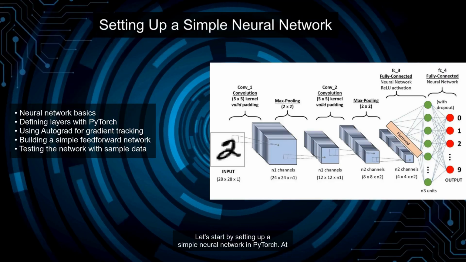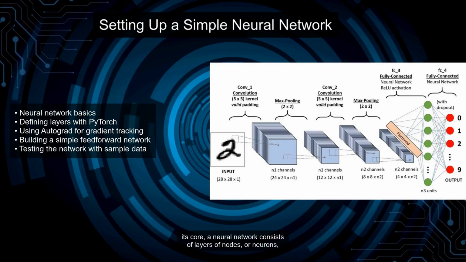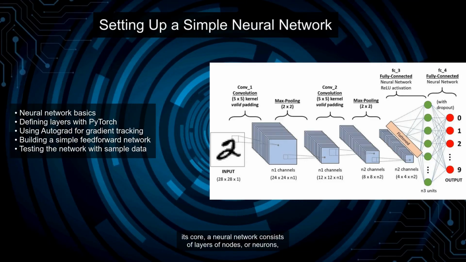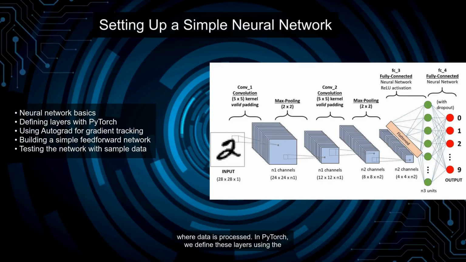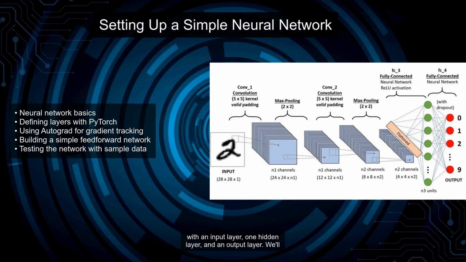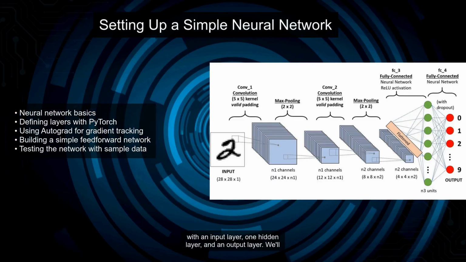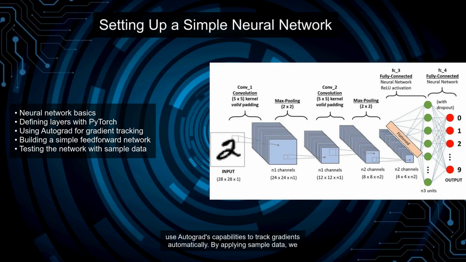Let's start by setting up a simple neural network in PyTorch. At its core, a neural network consists of layers of nodes, or neurons, where data is processed. In PyTorch, we define these layers using the nn.Module class. For our demonstration, we will create a simple feed-forward network with an input layer, one hidden layer, and an output layer. We'll use Autograd's capabilities to track gradients automatically.